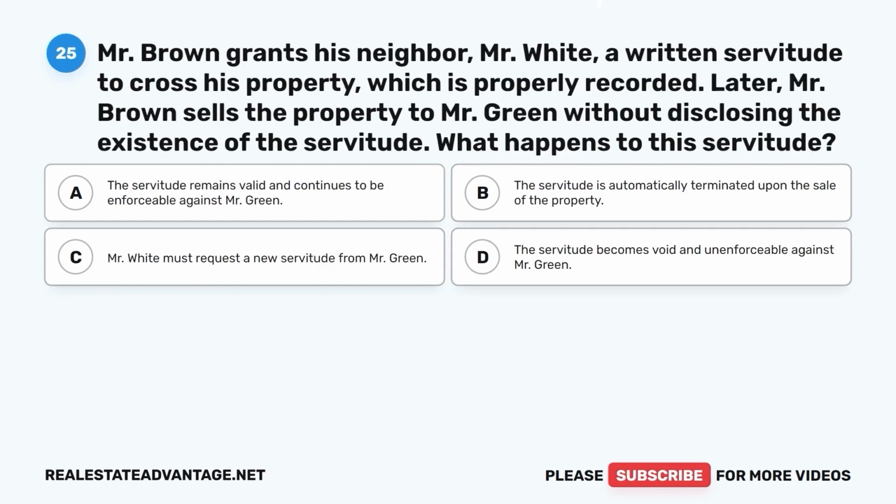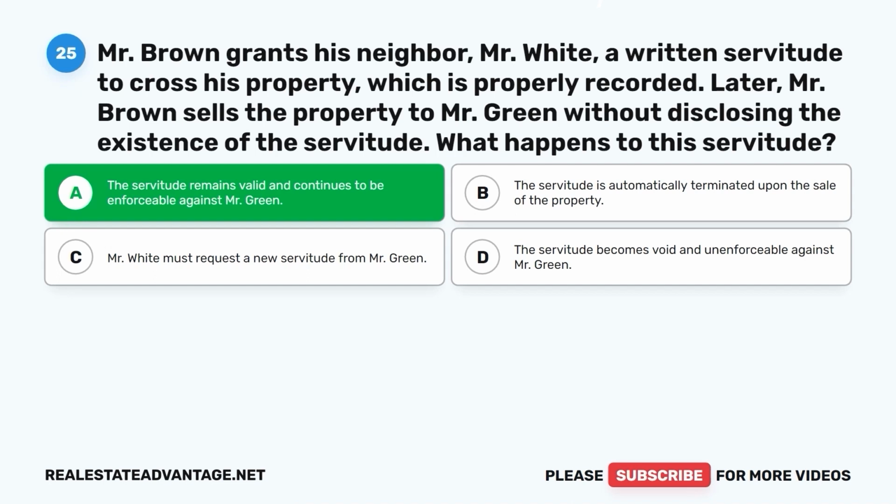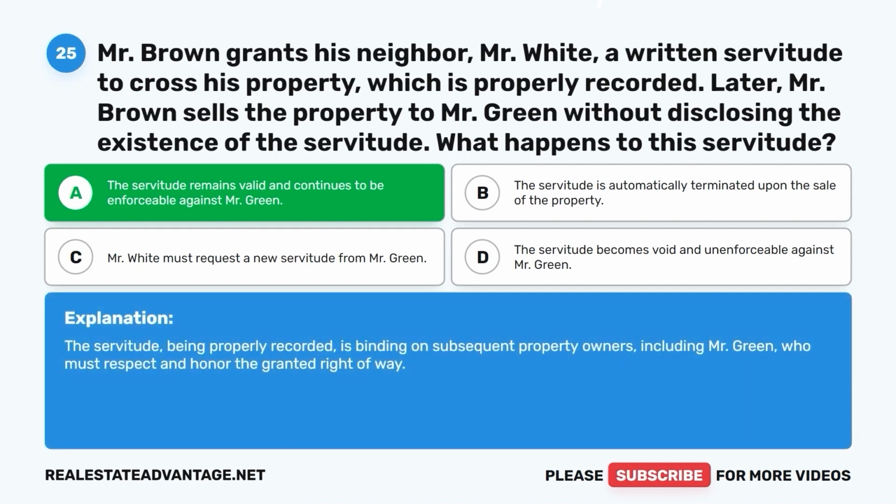Question 25. Mr. Brown grants his neighbor, Mr. White, a written servitude to cross his property, which is properly recorded. Later, Mr. Brown sells the property to Mr. Green without disclosing the existence of the servitude. What happens to this servitude? A. The servitude remains valid and continues to be enforceable against Mr. Green. B. The servitude is automatically terminated upon the sale of the property. C. Mr. White must request a new servitude from Mr. Green. D. The servitude becomes void and unenforceable against Mr. Green. The correct answer is A. The servitude remains valid and continues to be enforceable against Mr. Green. The servitude, being properly recorded, is binding on subsequent property owners, including Mr. Green, who must respect and honor the granted right-of-way.